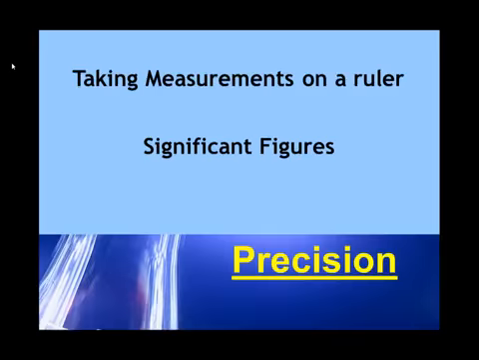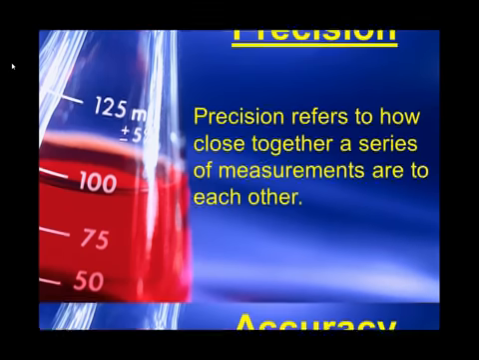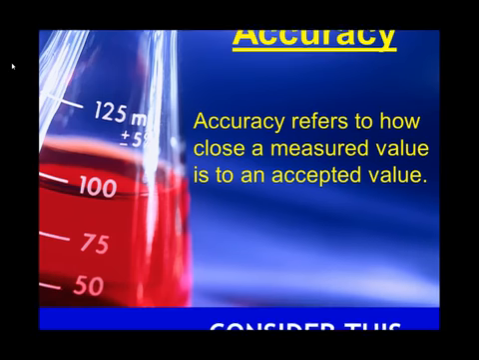Okay, let's get started. Definition of precision. Precision refers to how close together a series of measurements are to each other. So that means that if you have several measurements and they are all very similar to each other, then that set of measurements is precise. Accuracy refers to how close a measured value is to an accepted value. That means that when the measurement agrees with the correct answer or the accepted value, then that particular measurement is accurate. So here are some examples.